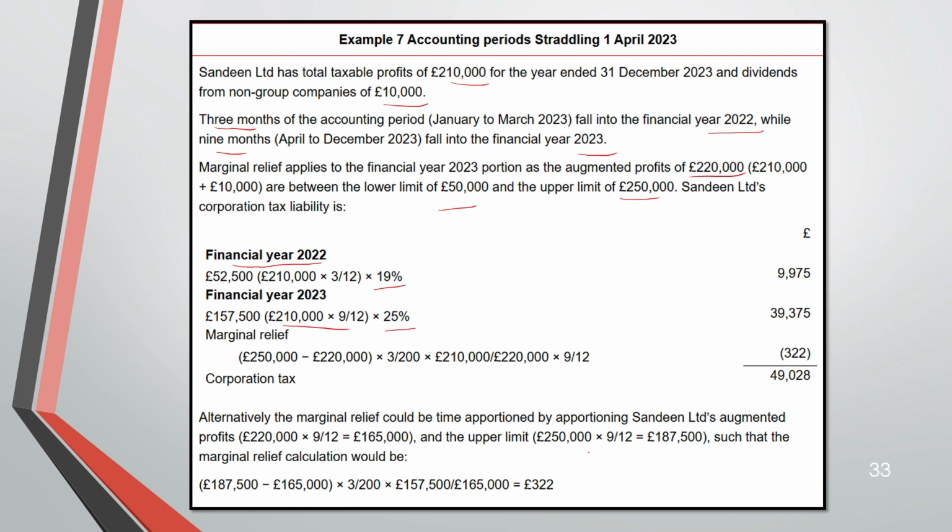How do you know that? TTP 210. If you see the augmented profit is 220. So what is the upper limit? 250. Take it for 9 months is 187,500. So it's above this. Your 220 augmented profit is above 187,500, the upper limit. So you apply the main rate 25%. We have done it. Now deduct the marginal relief.